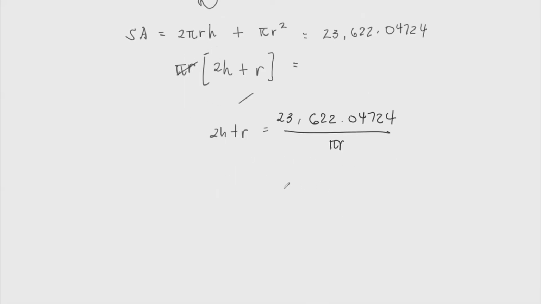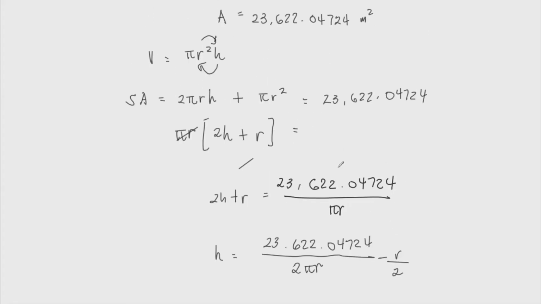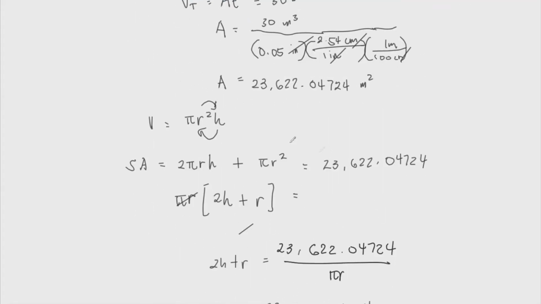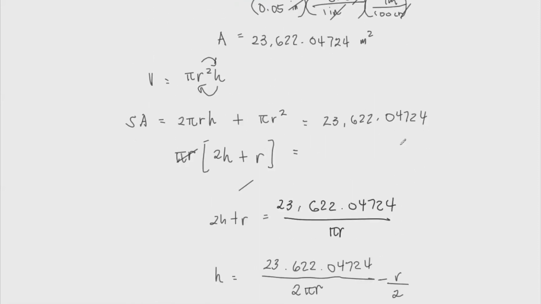Now if we need only h, we just have to subtract r from this. So we have this divided by pi r, then minus r, and then we divide all of this by 2. So this is our expression of h in terms of r. That's fairly easy to do. You just have to use the given that you need.